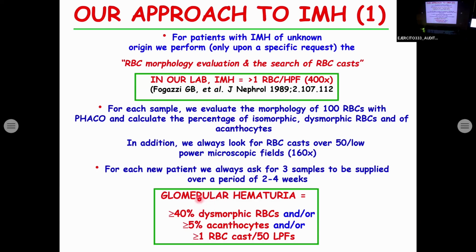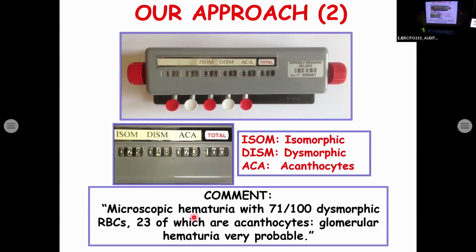For us, a glomerular hematuria is when we have at least 40% dysmorphic red blood cells and/or at least 5% acanthocytes and/or at least 1 red blood cell cast over 50 low power fields. There is no doubt that the 2 more important parameters for us are dysmorphic cells and acanthocytes, more than red blood cell casts. And this is the old instrument we used. It was a cell counter used by hematologists to count the different subtypes of leukocytes. We put a new label on the instrument: isomorphic, dysmorphic, acanthocytes.